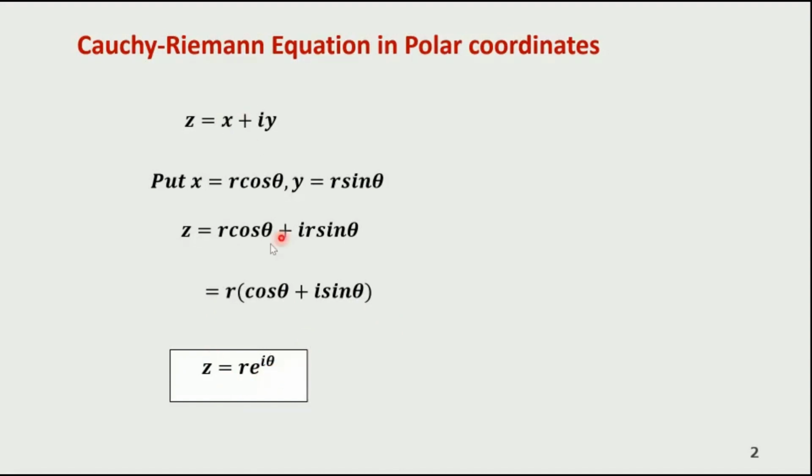So x plus iy is the representation of z in the Cartesian coordinates, and z equal to r e raised to i theta is the representation of a complex number in the polar coordinates. Now we are going to derive the CR equations in polar form. The derivation may not be asked in the exam, but I will show you, it's a simple derivation, so that you can remember the CR equations easily.